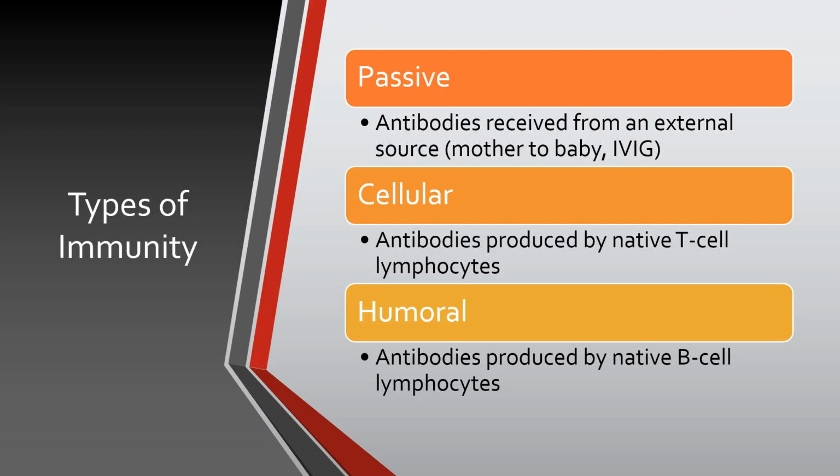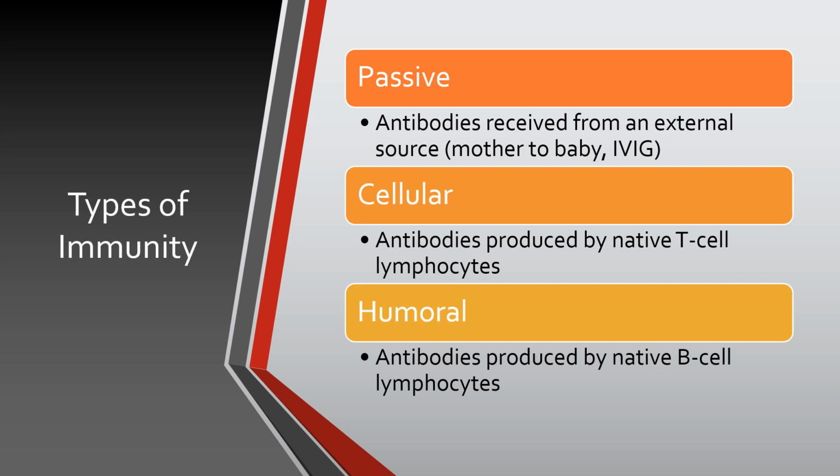So when we think about types of immunity, the first one we can think about is passive. This is when antibodies are received from an external source. So mom to baby through the placenta or through the birthing process, or maybe we give them IVIG, something external that we put into them.